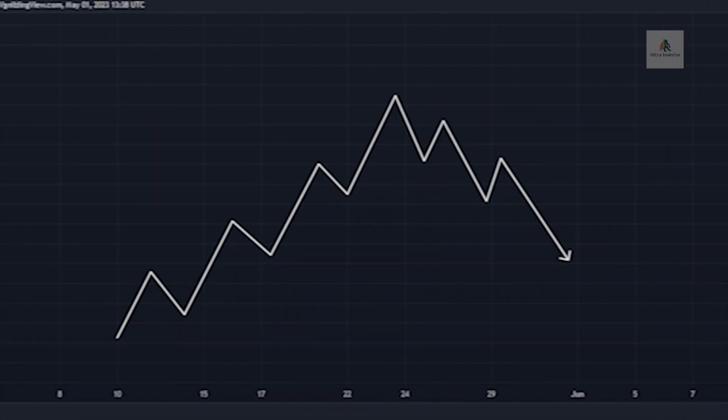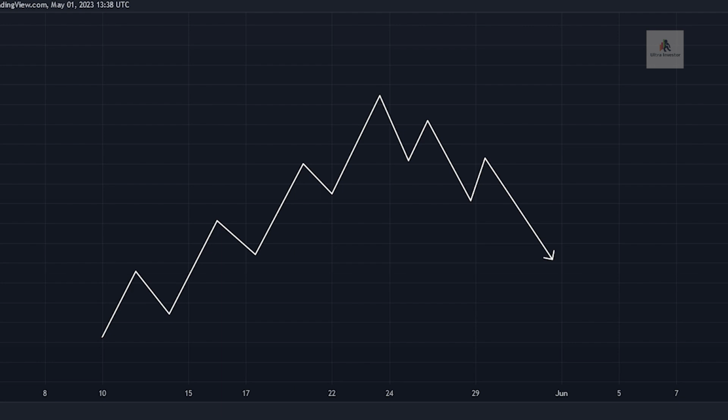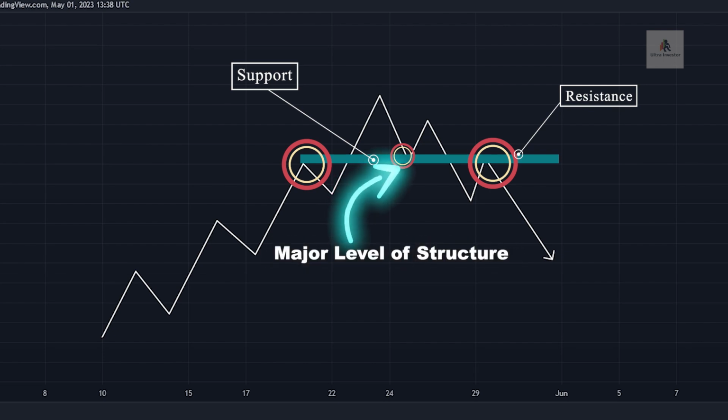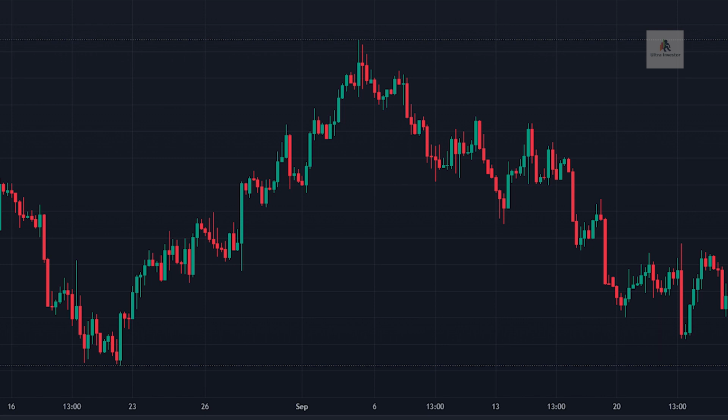Let's now move on to the major levels of structure. Imagine the market makes a move that has multiple rejections and acts as both support and resistance, and was recently respected. This level is what we refer to as a major level of structure and can produce some of the most accurate trading entries.